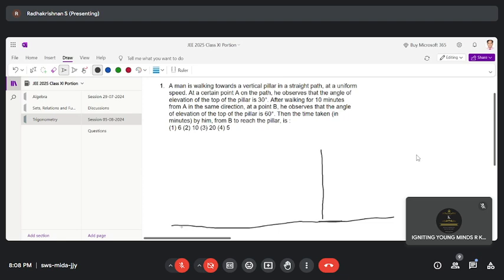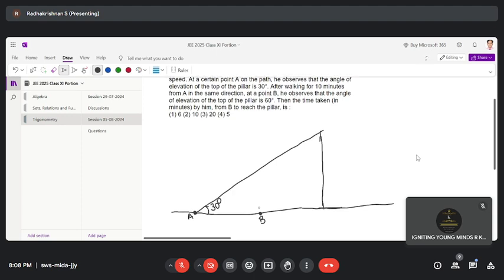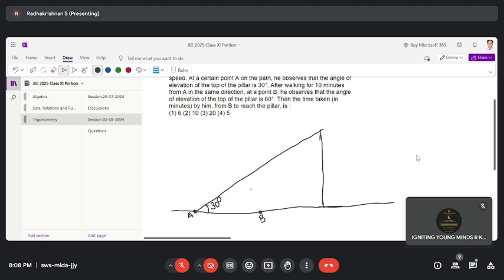At a certain point A, let us say this is our point A, he observes the angle of elevation of the top of the pillar is 30 degrees. After walking for 10 minutes in the same direction, he keeps walking towards the pillar, so he would have come somewhere here. At point B, he observes that the angle of elevation of the top of the pillar is 60 degrees. This is 10 minutes.